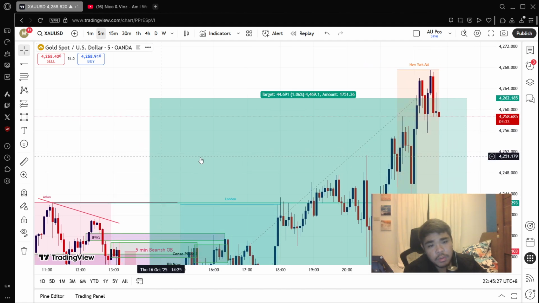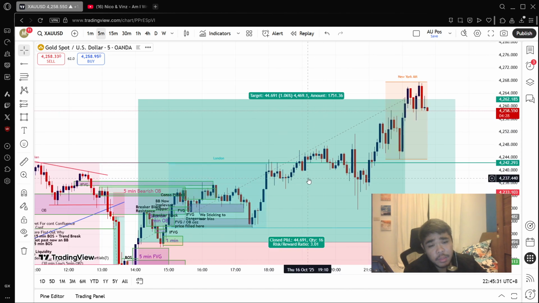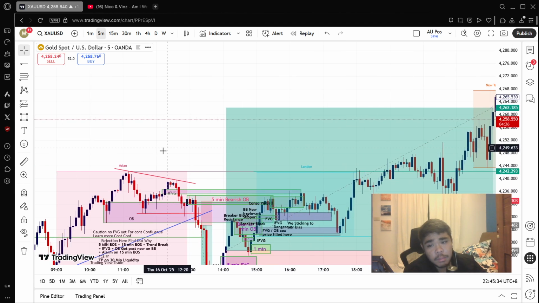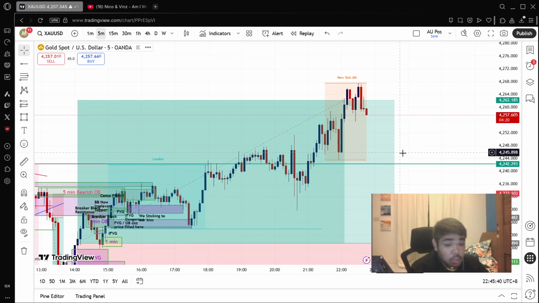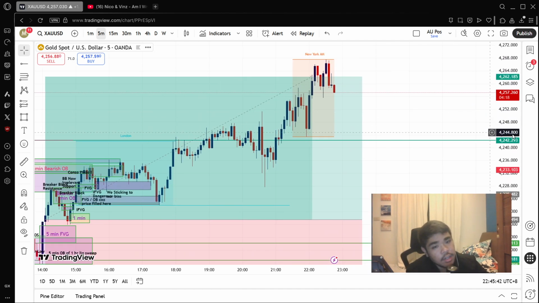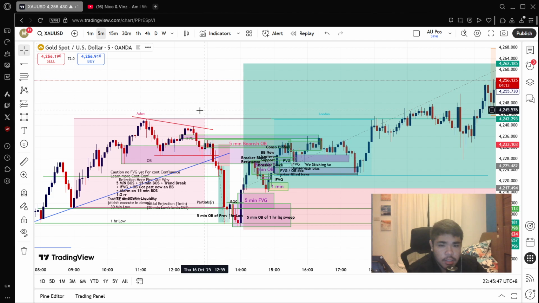For the long, for now at least, I think we could stick to the 20 pips higher to the current all-time high. So you can see, this was 20 pips higher. But knowing gold, this will just go rally higher. Yeah, so that's it. That's my trade.